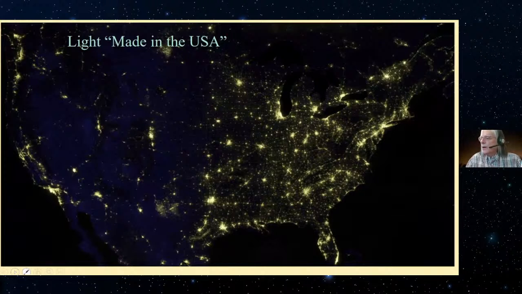Zooming in closer to the U.S., you can see again, most of the people are either in the eastern half of the U.S. or over in California, and there are little spots of population between.